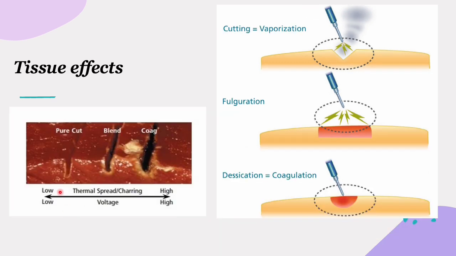So this is an example here. You see pure cut, which we just talked about, is vaporization. And so it's going to be a deep, non-lateralizing spread. Coag is a more superficial, but kind of a wider char, as you can see here. And then blend is kind of a blend of the two.